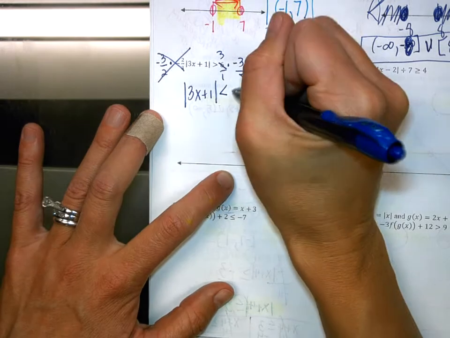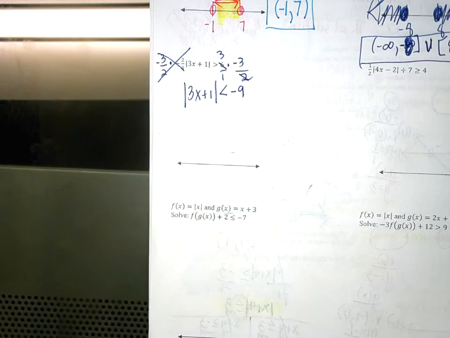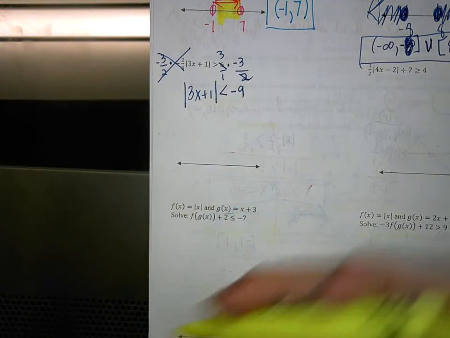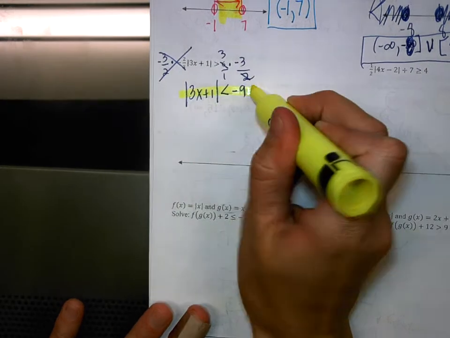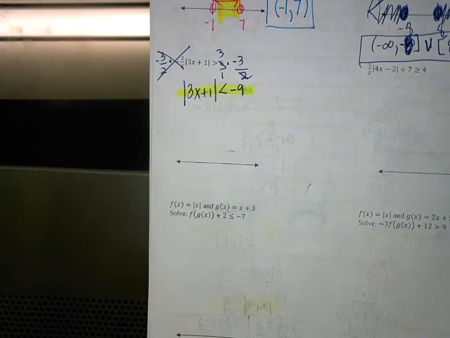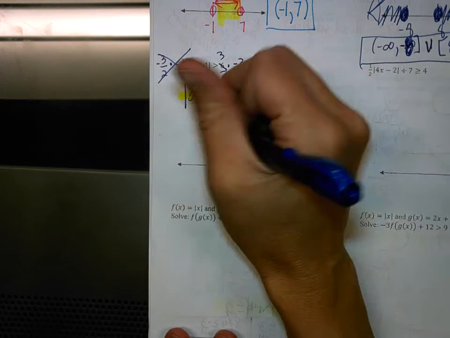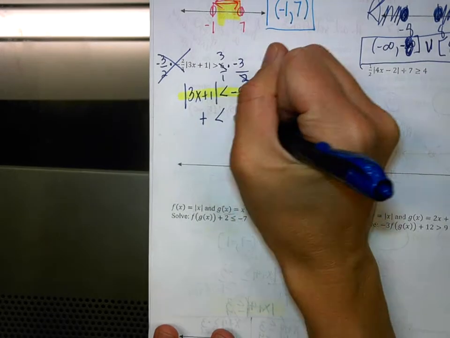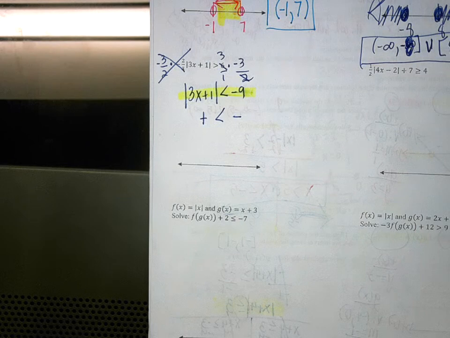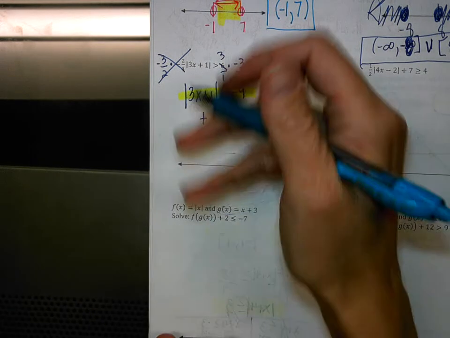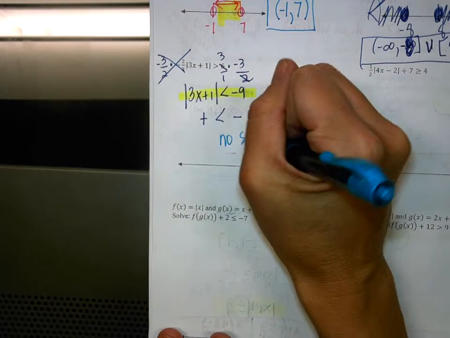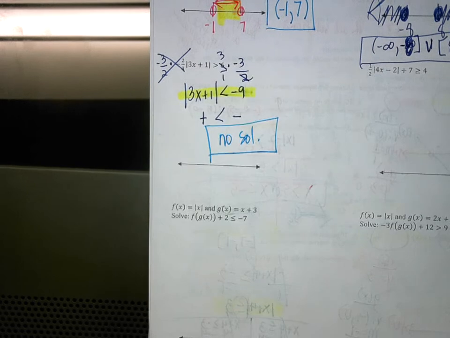Negative 9. The nice thing about when we get negatives is we know that there are only two possible answers: either all solutions or no solutions, right? So absolute value always makes what type of number? Positive. A positive is less than a negative. Is that ever going to be true? Therefore, the answer is... woohoo! Done.